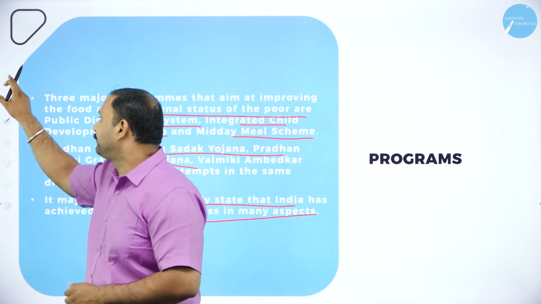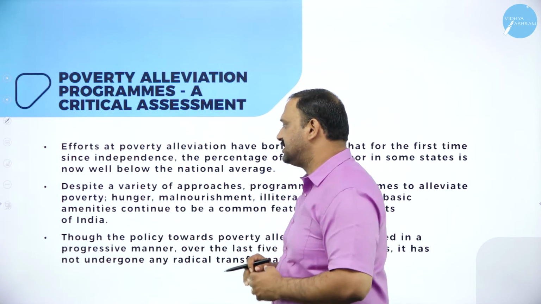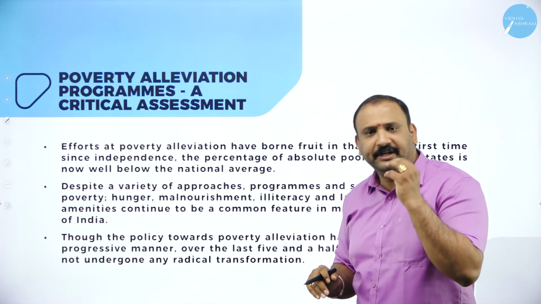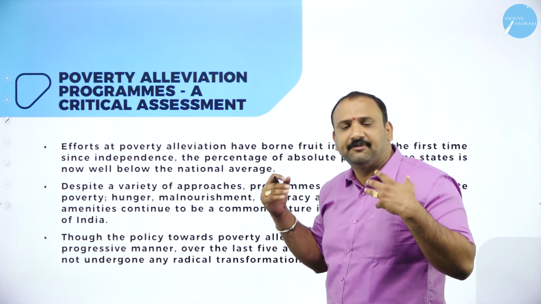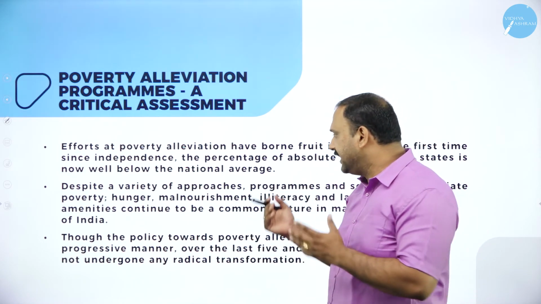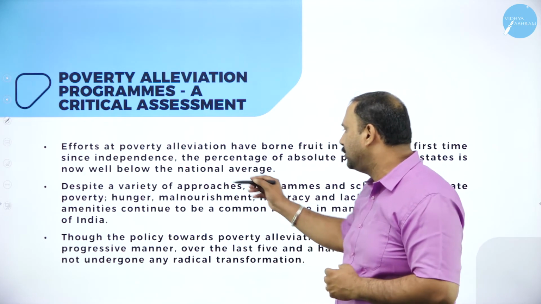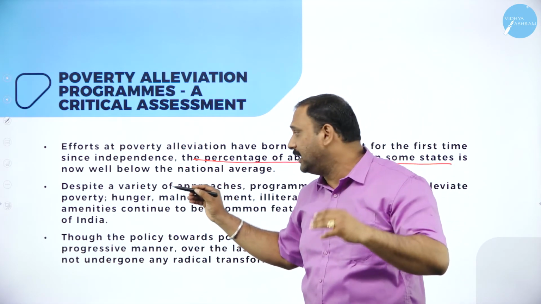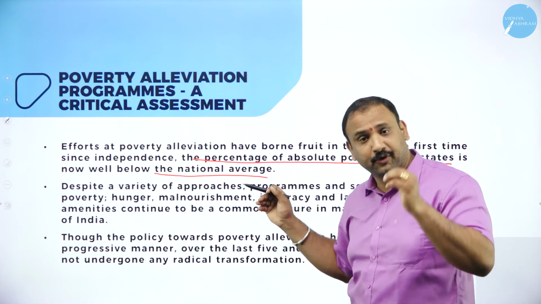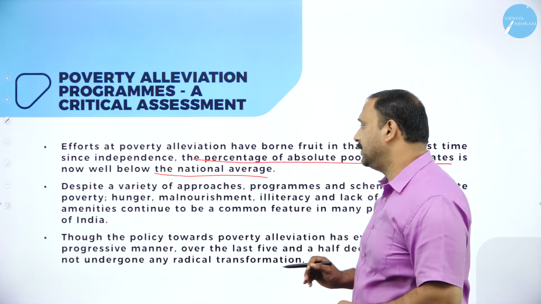Moving forward, poverty alleviation, a critical assessment. Efforts have always been done in the areas to understand, since independence, are we able to overcome the poverty? And that's what we have been able to see as a sector, as a segment altogether. The percentage of absolute poor in some states are now well below the national average. So first indicator of growth, we have been able to reduce the levels of poverty.